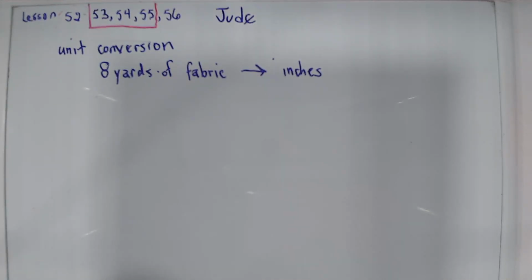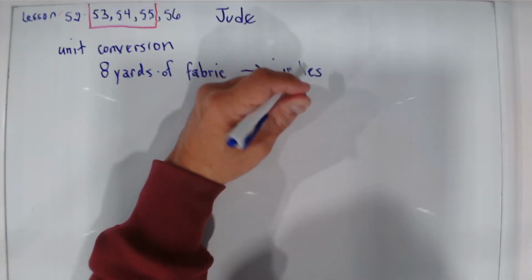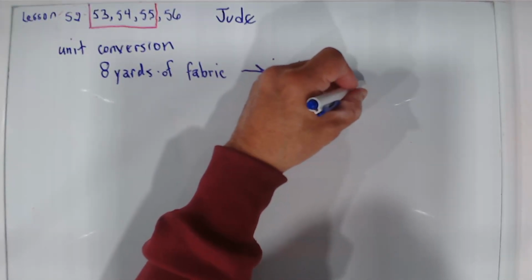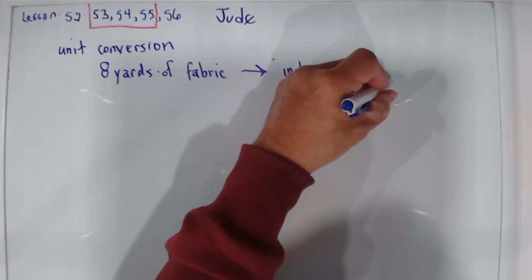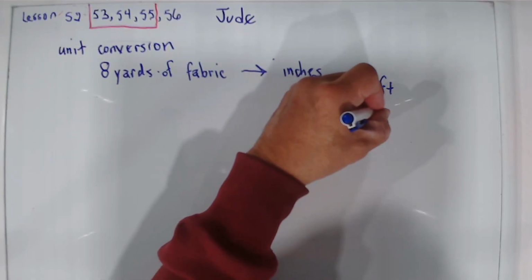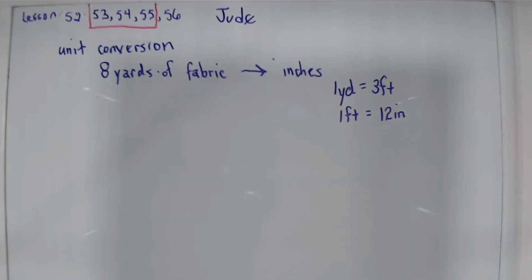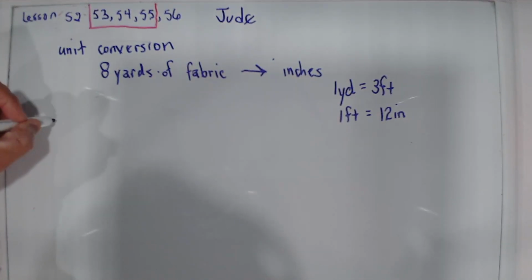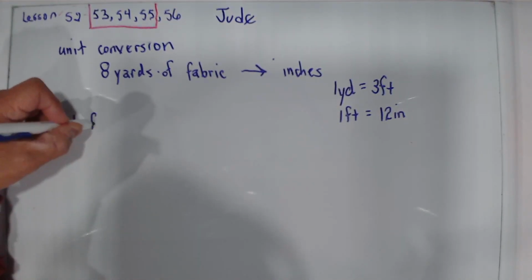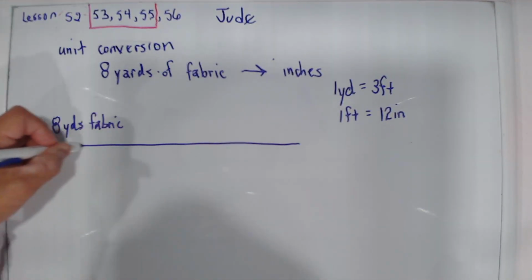So what you do is you need to know the units of conversion. So we know 8 yards, well, we know 1 yard is equal to 3 feet. We know 1 foot is equal to 12 inches. Okay, so if they gave you 8 yards of fabric, how many inches of fabric do you have?